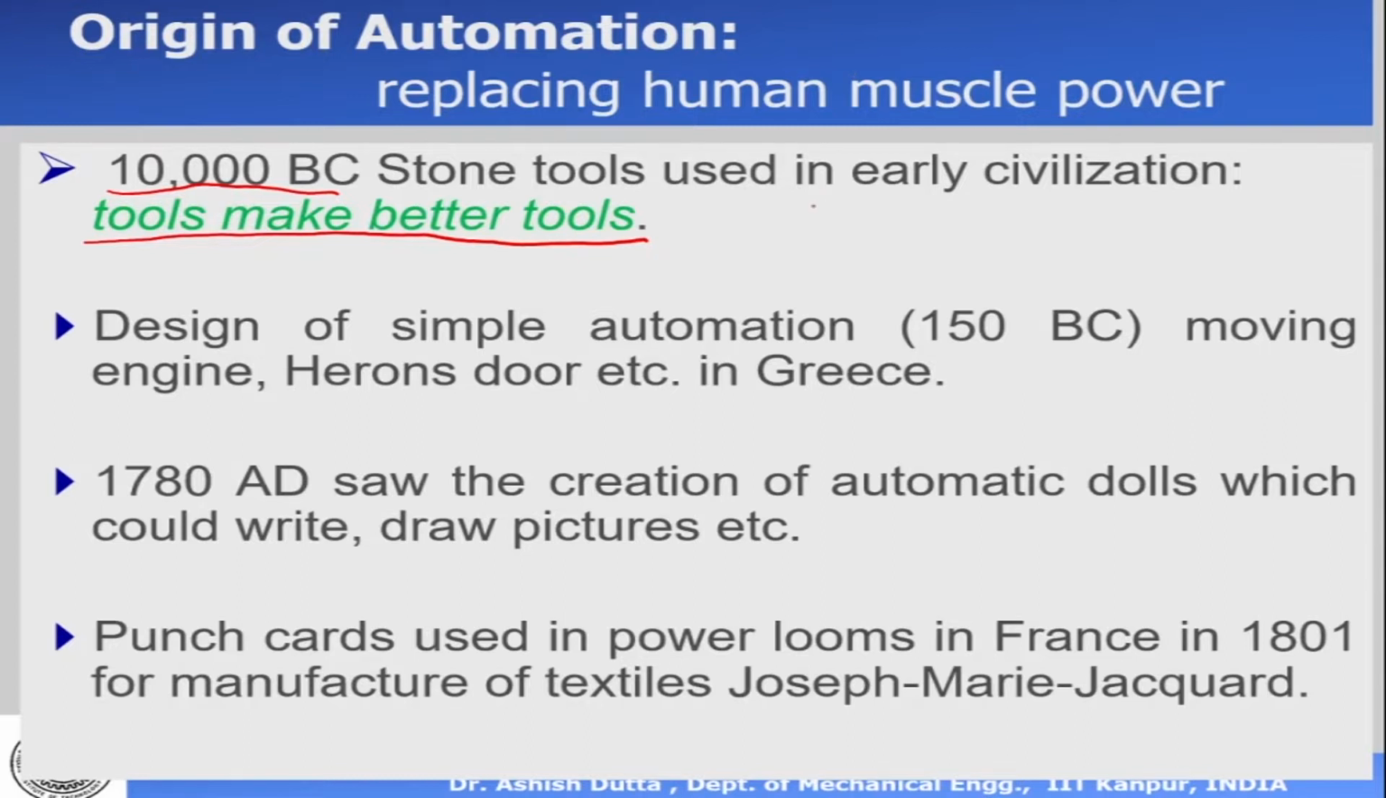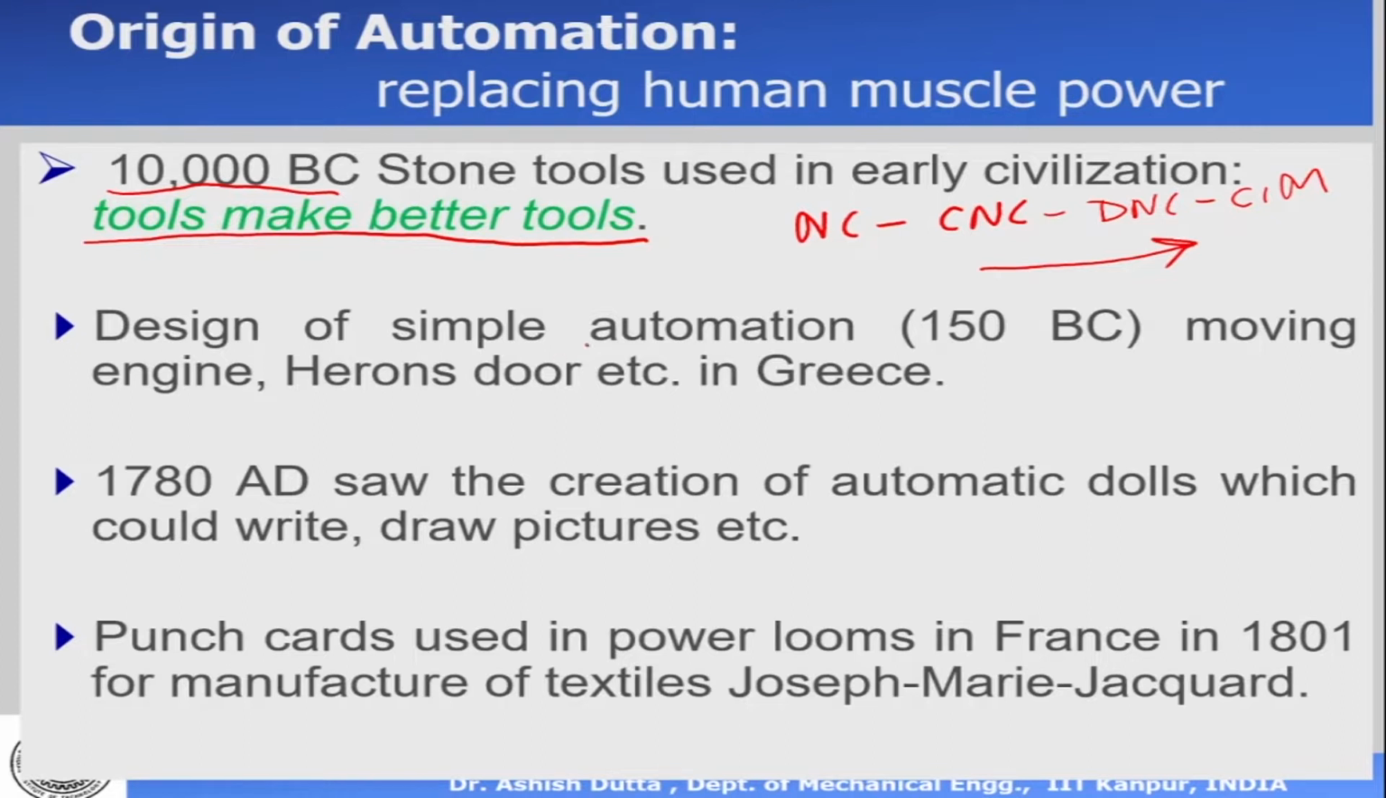This is a very interesting statement, because from an NC machine, we have a CNC machine, then from CNC we have DNC, then we have SIM. So it is basically going in that direction. Tools are making better tools. We have robots, we have better robots. Today we have autonomous robots and intelligent robots. In 10,000 BC we had different kinds of tools to make life easier.